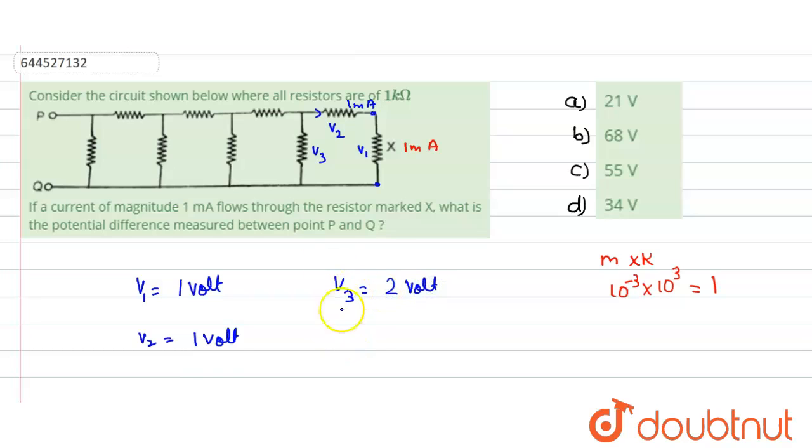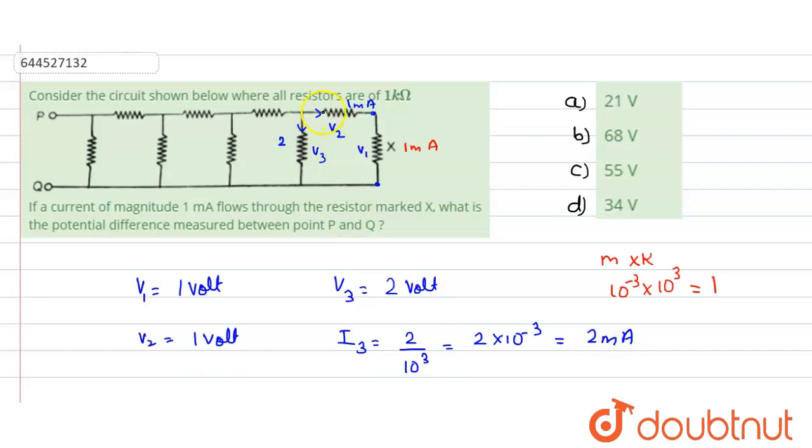Now what would be the current which is flowing through here? Current would be equal to V divided by R. So the current I3 would be equal to V divided by R. The R value is 1 kilo ohm, that is 10 raised to the power 3, because the resistance value is 1 kilo ohm. So V divided by the resistance would be 2 into 10 raised to the power minus 3. That means 2 milliampere current is flowing here.